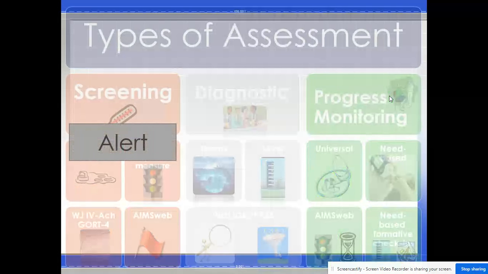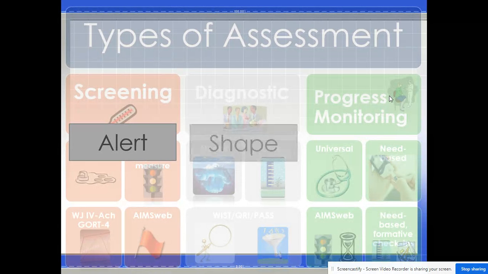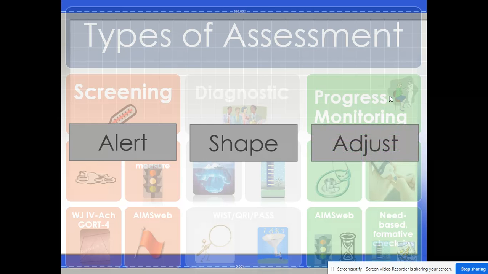So the purpose of the screener is to alert you. It's like casting out a net. The screener is going to alert you. The diagnostic piece is going to help you shape your instruction. And the progress monitoring piece helps you adjust your instruction or adjust what you're doing to meet the needs.